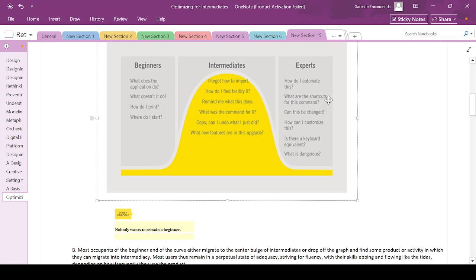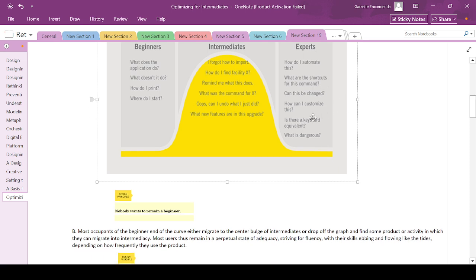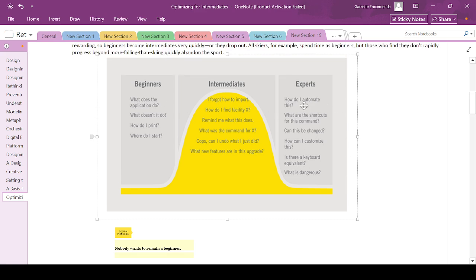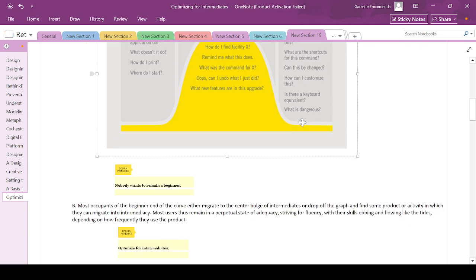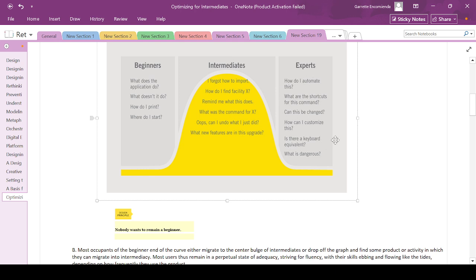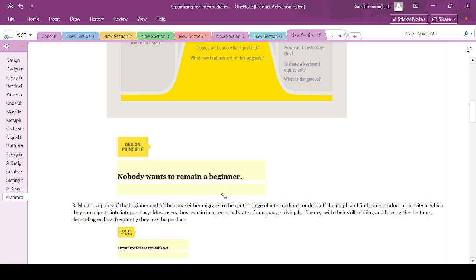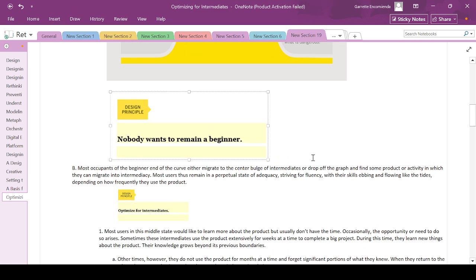Experts: how do I automate this? What are the shortcuts for this command? Can this be changed? How can I customize this? Is there a keyboard equivalent? What is dangerous? So unless you're using this for your job, it's really rare to become an expert at this, because again, this is just learned idiom, and we quickly forget things that we only use transiently.